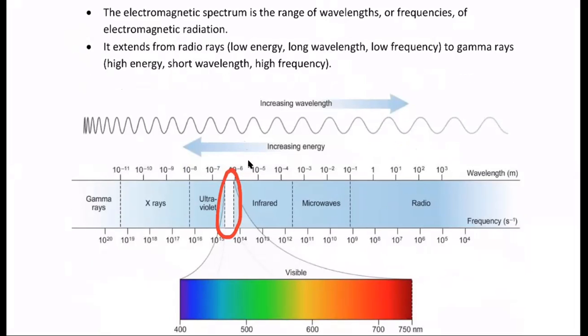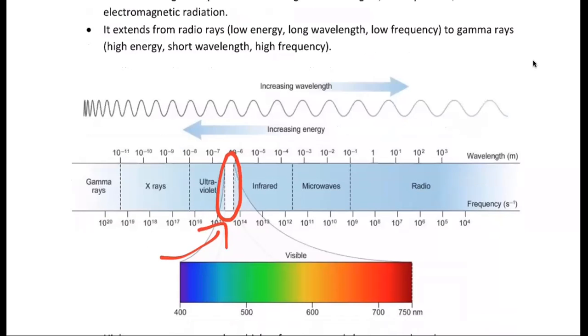So when you're thinking about this, all of these are waves of light, it's just we can only see this little section right here in the middle. So that's the section that we call visible light. But the other sections, we need to be aware of their names and the order that they go in and how they're related in terms of energy, wavelength, and frequency, okay?